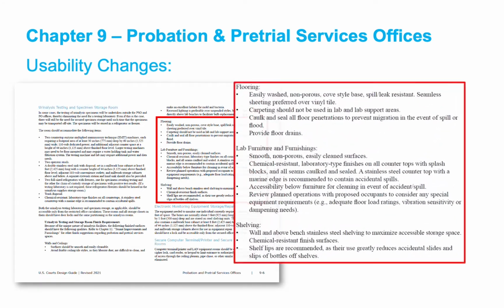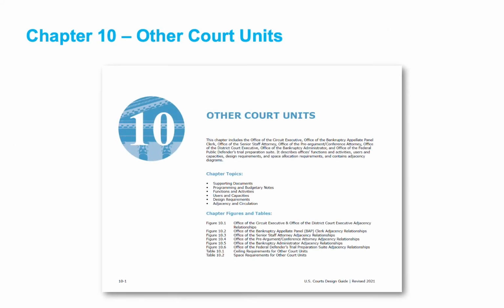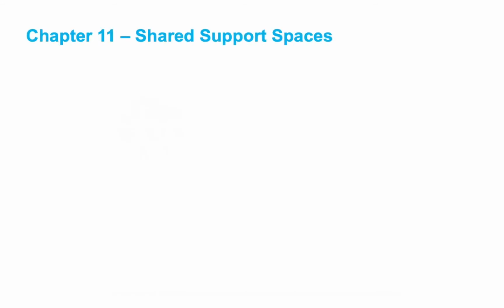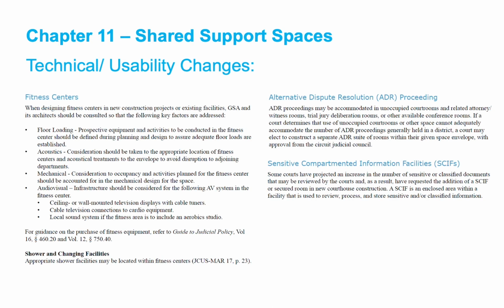Information pertaining to millwork and finishes is provided in this chapter and the room datasheets. There are no significant changes to Chapter 10, Other Court Units. This chapter was renamed Shared Support Spaces. It was previously called Common Building Spaces and has been renamed to avoid confusion with GSA's Joint Use and Facility Common Spaces. Guidance was incorporated into the design guide to address unique spaces like alternate dispute resolution suites, sensitive compartmentalized information facilities, and fitness centers.